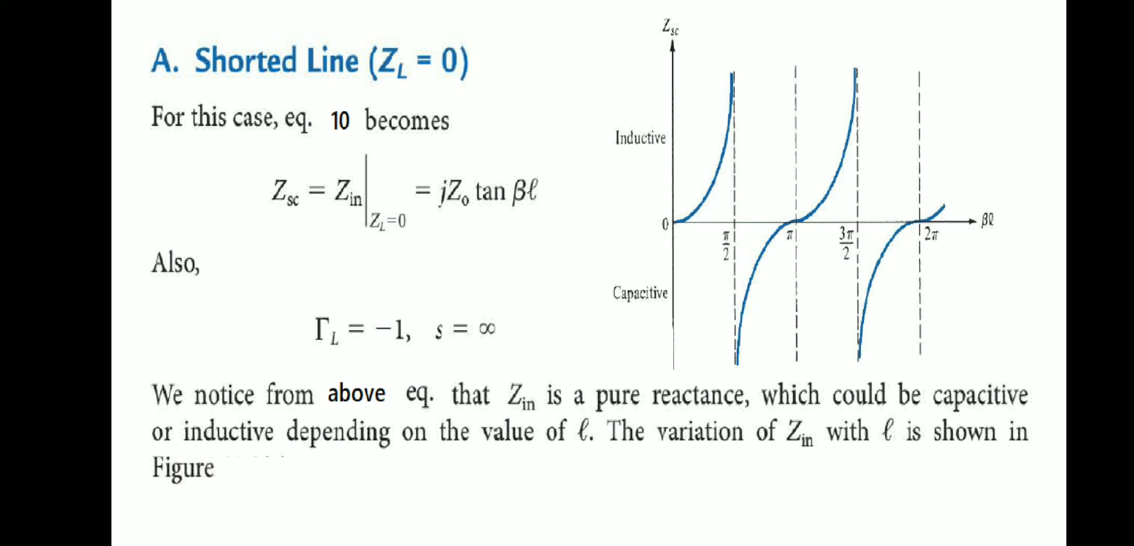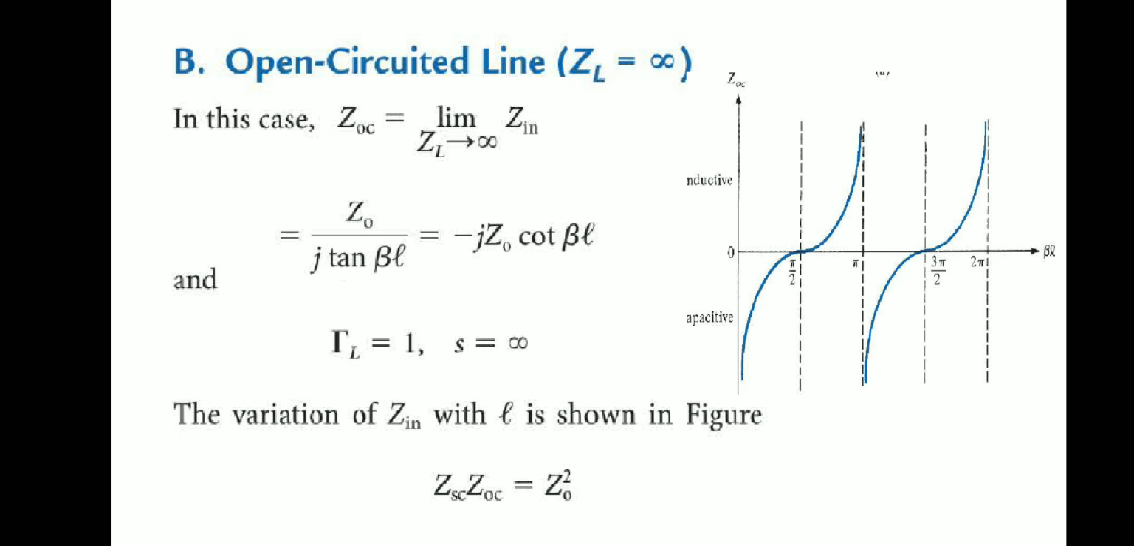The variation of Zin with L is shown in the figure. So we can see the variation of Zin with L. Based on L, it should be capacitive or inductive. If the value is below the x-axis, then we can say it is capacitive, and if it is above, we can say that it is inductive reactance. So this is the condition for a shorted line. Next, we can see what is the condition for an open circuited line.